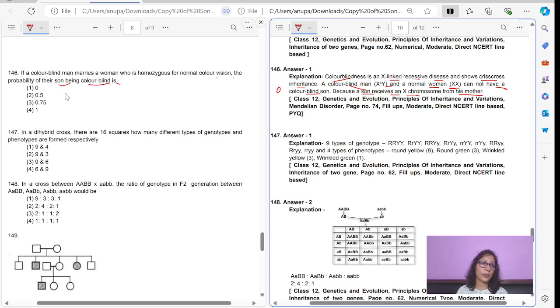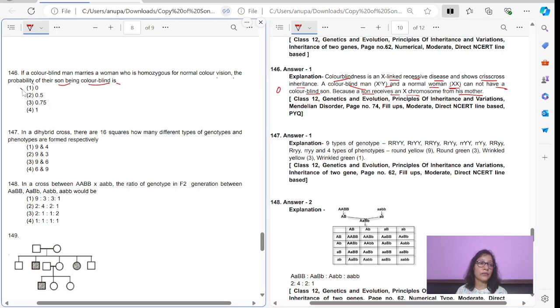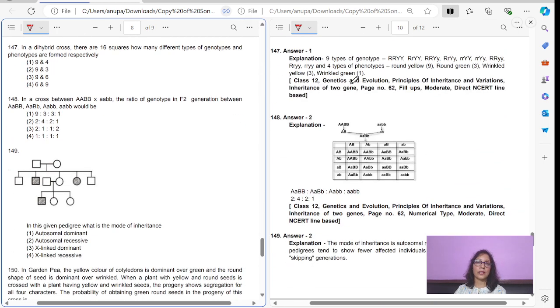Let's check the options. The options are 0, 0.5, 0.74, 1. So option 1 will be the correct answer. There is no chance that the son will be color-blind. Now let's move to the next question, that is question number 147.